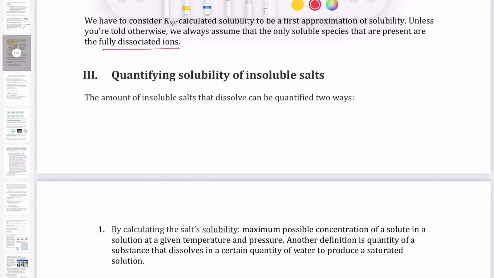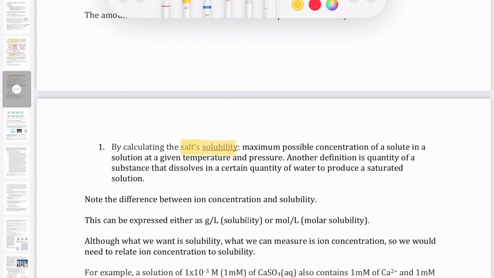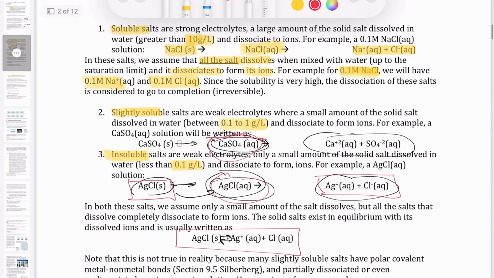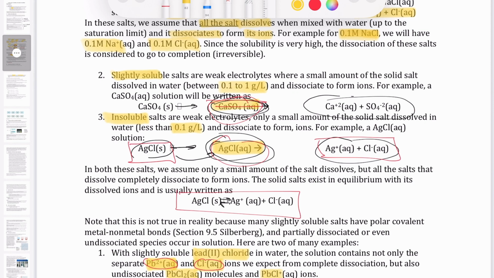So how do we quantify how many ions we have? One way is by calculating something called the solubility. This is a term I've used earlier. It just means the maximum possible concentration of that salt at a certain pressure and temperature combination. What we're trying to quantify is really these species right here, the soluble version of that salt itself, in terms of molarity. Because it's aqueous, I can calculate the molarity of that salt. That's what we refer to as solubility.